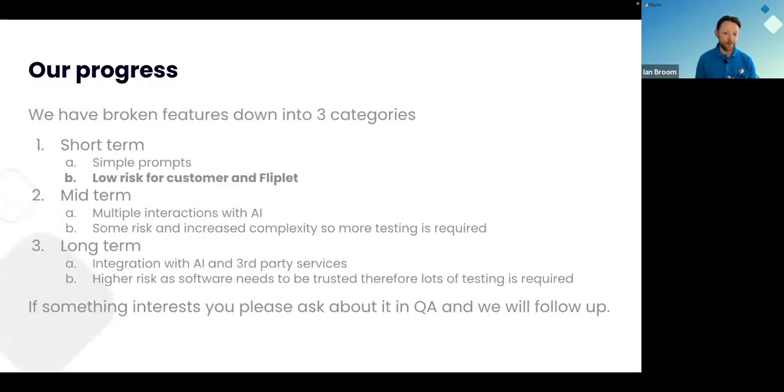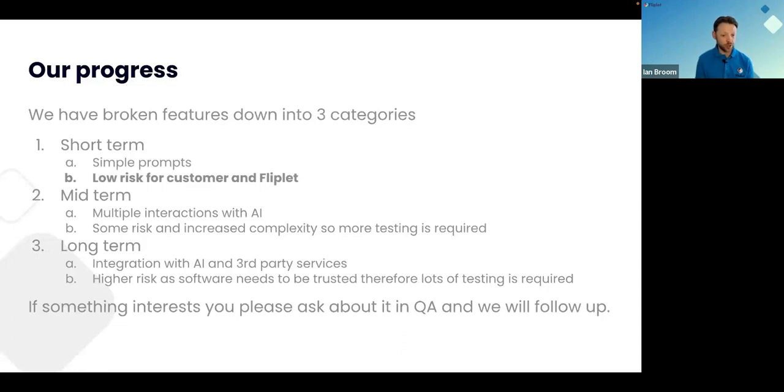Okay, so a bit of a brief update. In the last webinar, we said that there were lots of different potential features that we could use for AI, but we were thinking of them basically in 3 different categories: short-term, mid-term, and long-term. Short-term features were mainly going to be simple prompts. They were low risk for customers and low risk for Fliplet because they didn't really require any significant data to be provided, or they didn't require any data at all. And I'm going to show you 2 of the short-term features that we've been working on today.